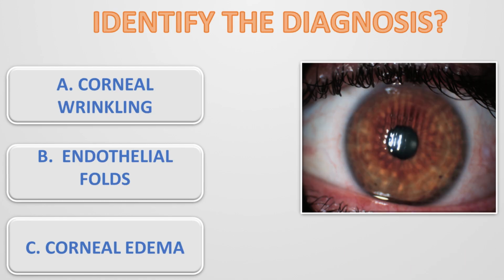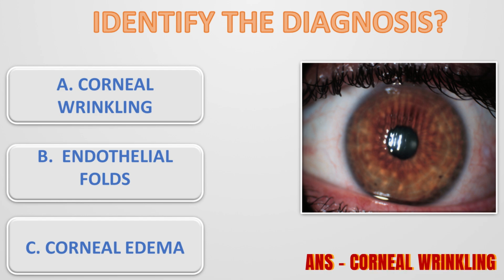10th question. What's your diagnosis? Options are: A, corneal wrinkling. B, endothelial folds. C, corneal edema. The correct option is option A, corneal wrinkling.